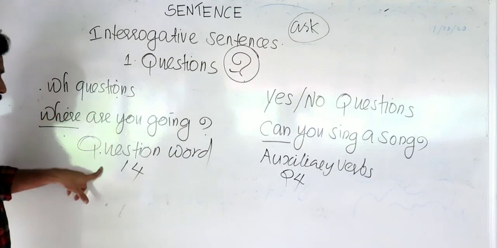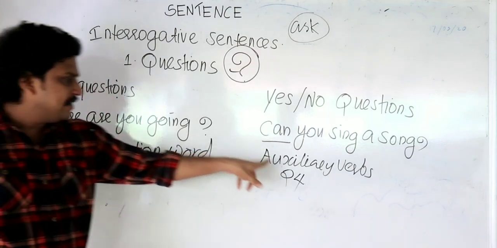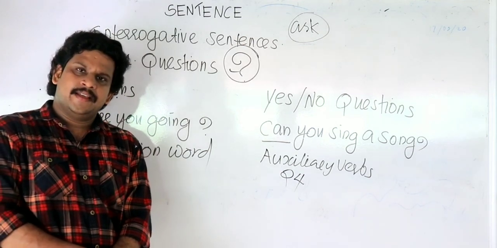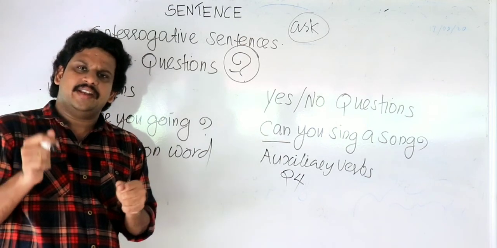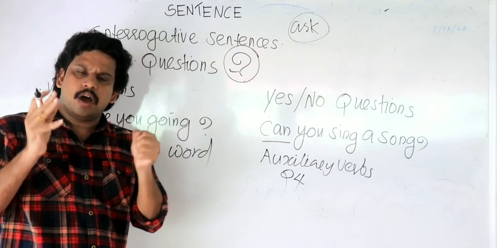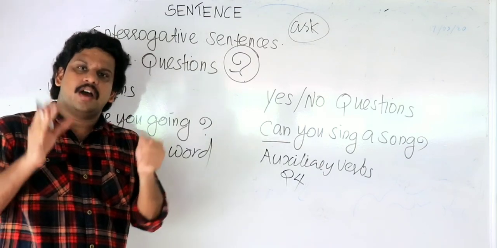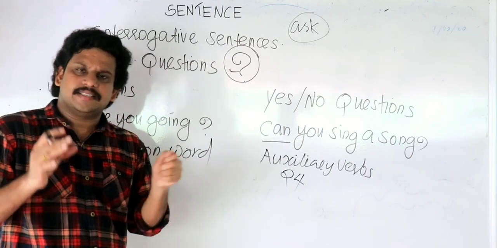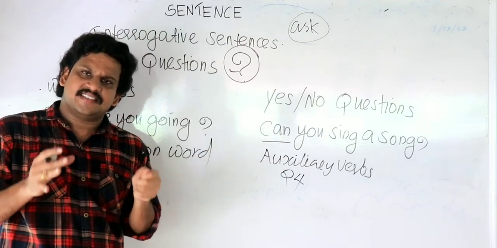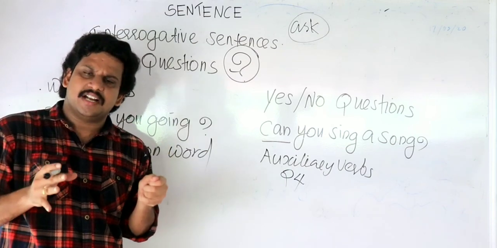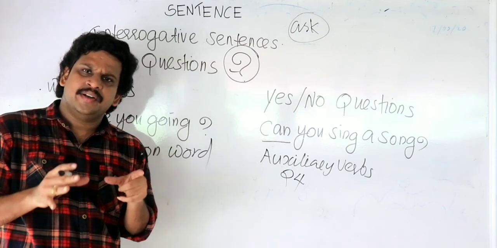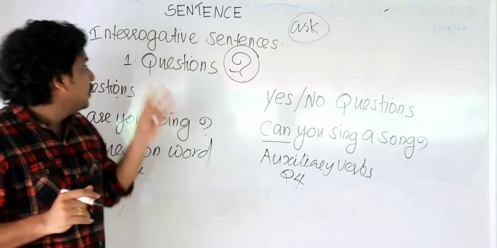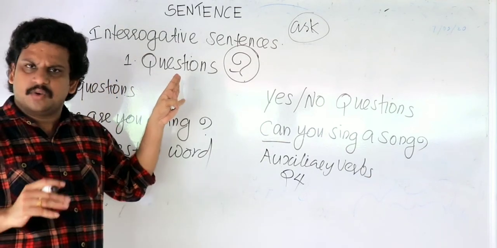Okay, there are 14 question words in English and 24 auxiliary words in English. What, which, where, when, who, whose, whom, how many, how much, how far, how long, how often. Question words. Then auxiliary words: is, are, was, were, do, does, did, has, have, had, can, could, will, would, shall, should, may, might, must, ought, dare, need, used to. I hope you understood this. Interrogative sentence over.